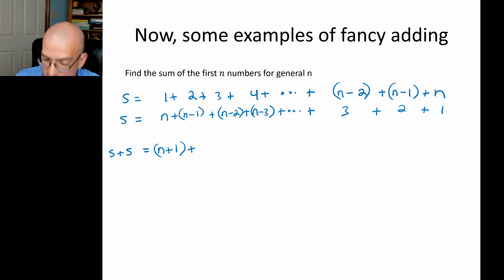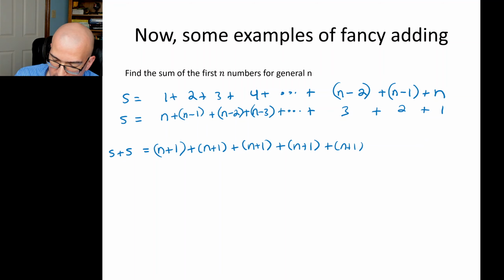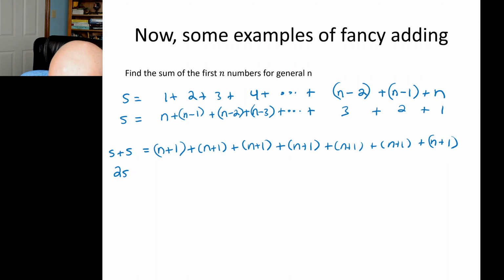So 2 plus n minus 1 is just another n plus 1. 3 plus n minus 2 is just n plus 1. 4 plus n minus 3 is n plus 1. N minus 2 plus 3, n plus 1, n plus 1, n plus 1. We have n of these terms. So 2 times s is equal to n times n plus 1.